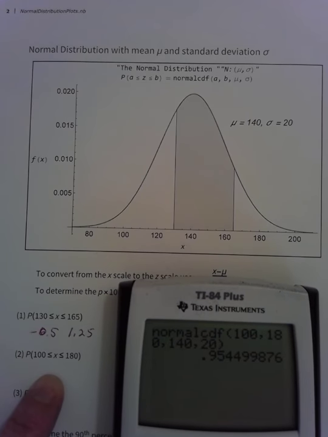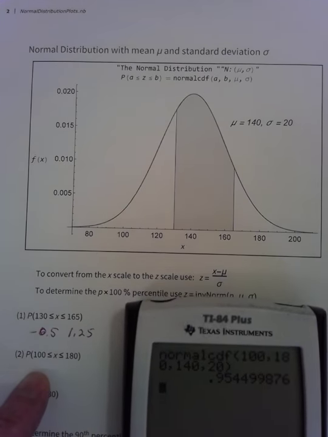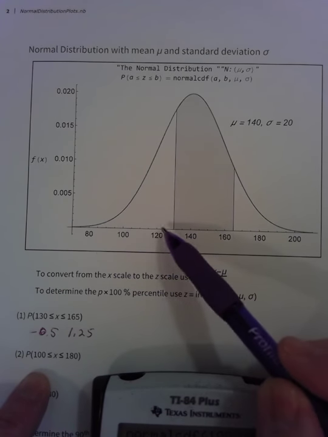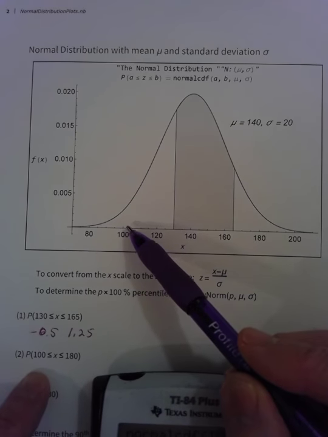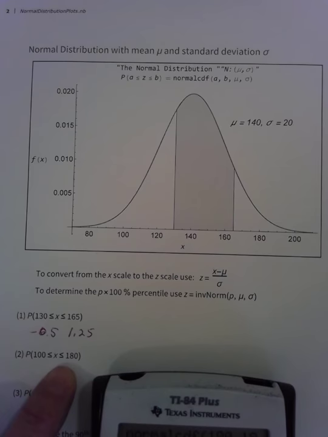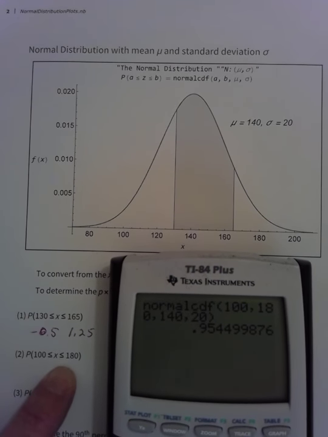And it says that 95.45% of the values fall in that range. That number should be familiar. Well, actually, 100 is exactly 2 standard deviations below the mean, and 180 is exactly 2 standard deviations above the mean. So that's my empirical rule working again for me.